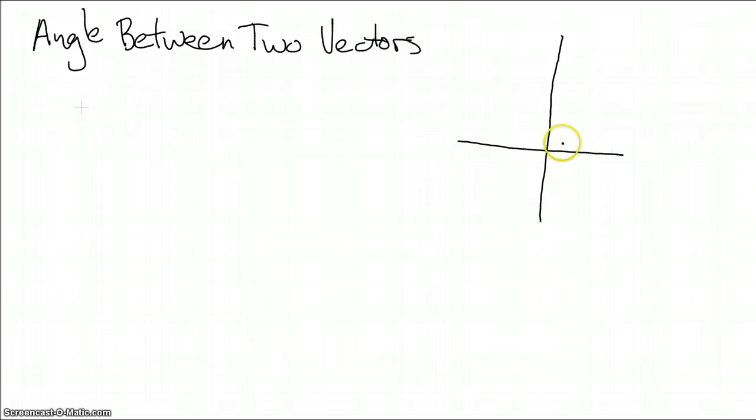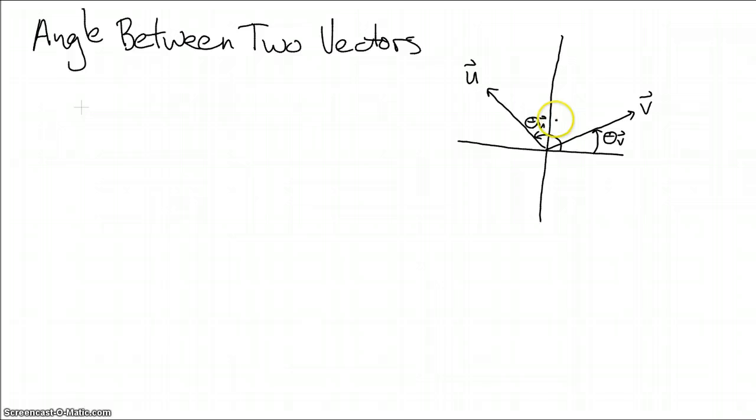And I'm going to put a vector over here. We're going to call this v. And I'm going to put another vector over here. I'm going to call this u. Now each one of these has their own direction angle. So for v, my direction angle is over here. This is going to be theta sub v. And for my u, this is going to be my direction angle. That's going to be theta sub u.